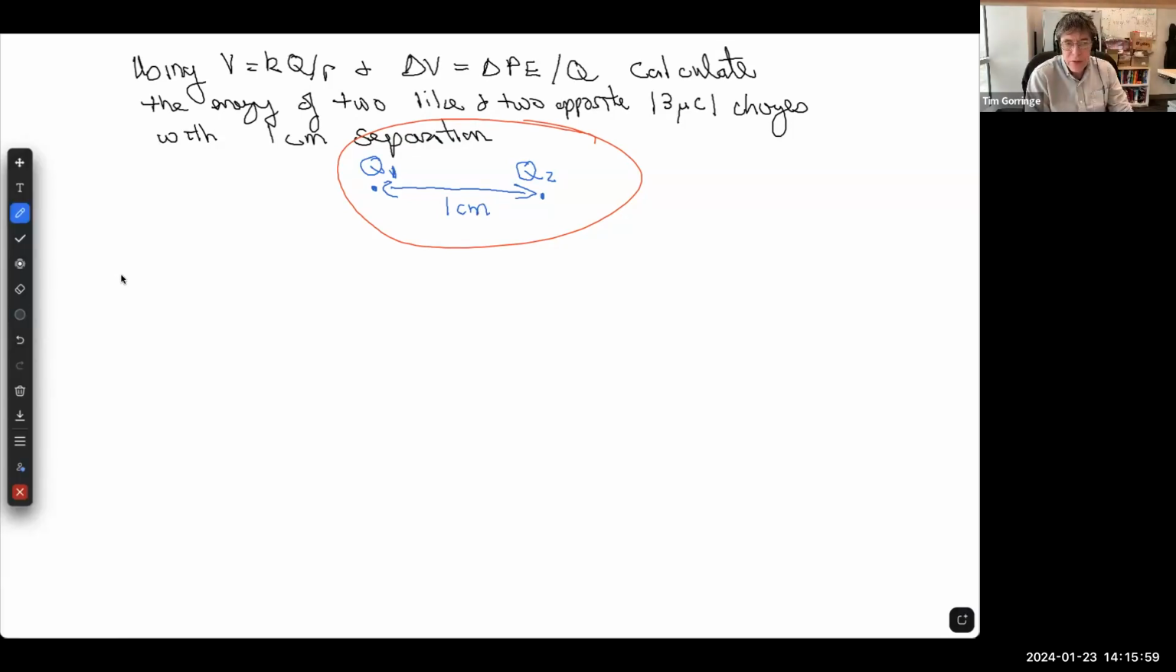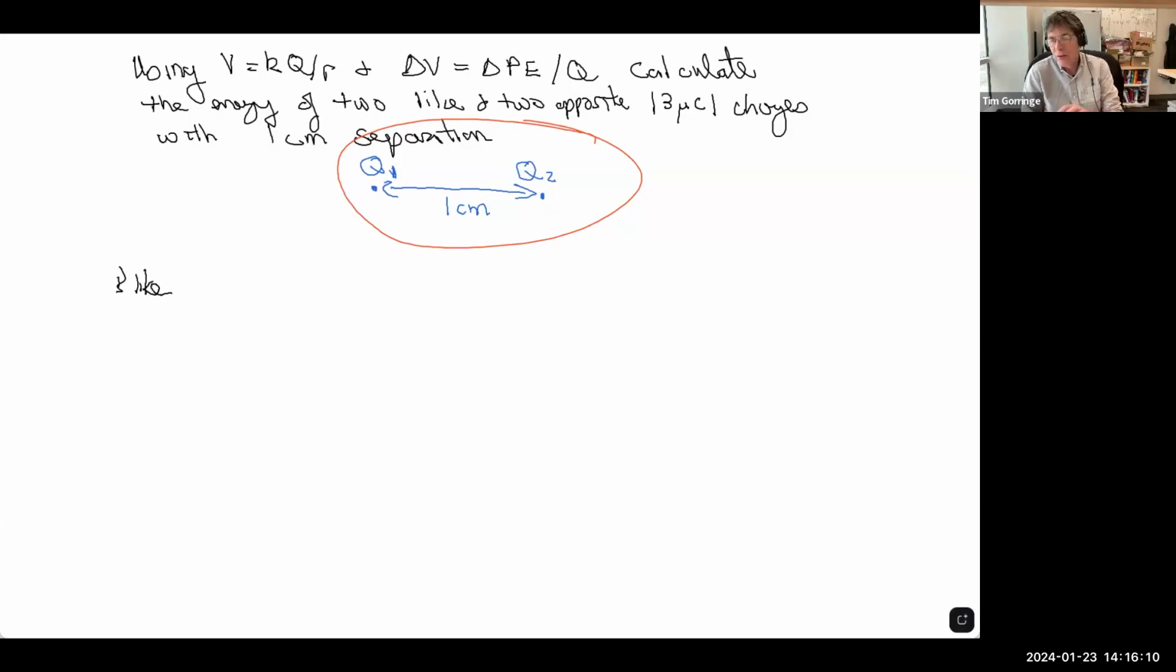Okay, so let's work through the case of two like charges. In the case of two like charges, we said that the arrangement will store positive electric potential energy, which could be released if we let the charges go. So let's calculate that positive electrical potential energy.